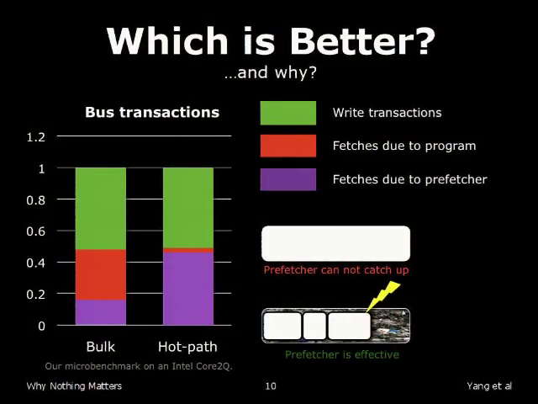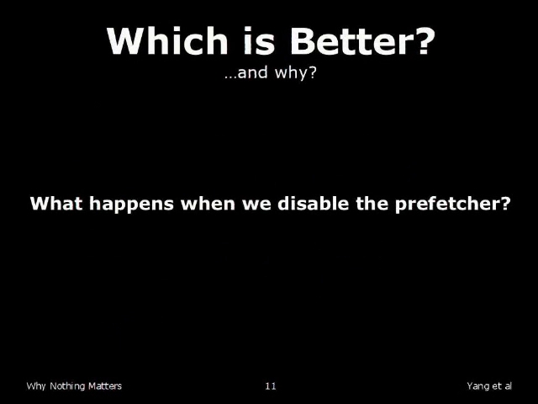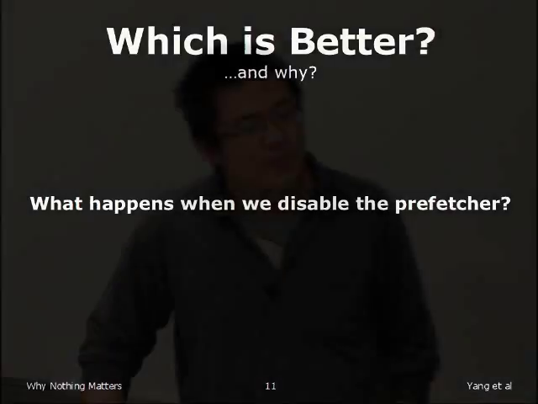And you create an object, and you start to consume this object a little bit, which gives a prefetcher time to prefetch the next one. So that's why, for example, this object is already in cache, so fast. So what happens when we disable the prefetcher? That's a question. We said that the hot path takes advantage of the prefetcher, but bulk does not. What happens when we disable them?